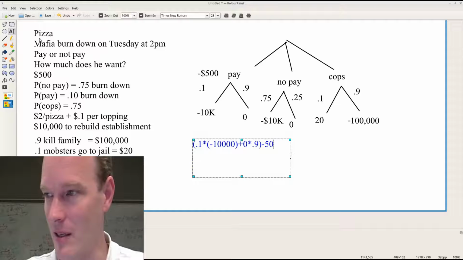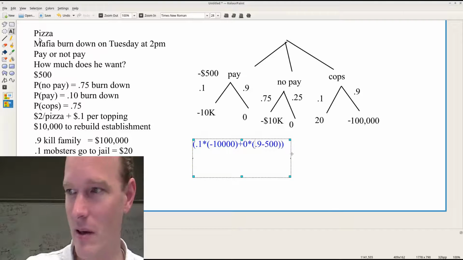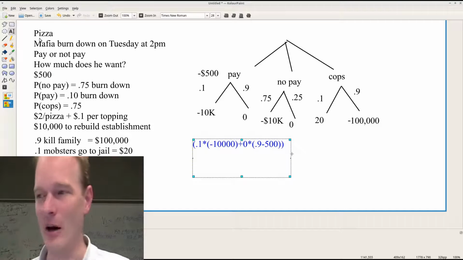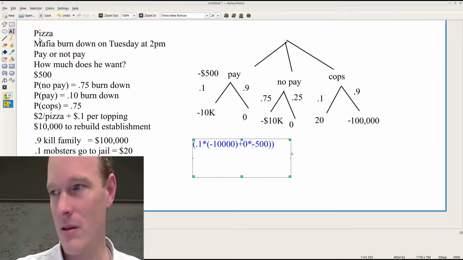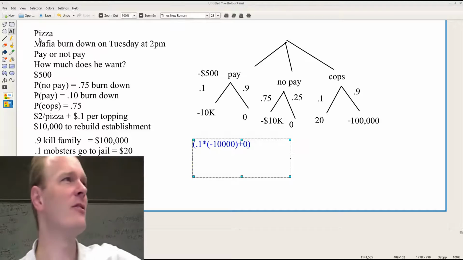They'll stick that minus 500 in just one of these cases. Do you see why that's wrong? Because you have to pay whether or not the mafia burns you down. You don't get to say, oh, you burned me down, well, here's your $500. Or you didn't burn down, here's your $500.